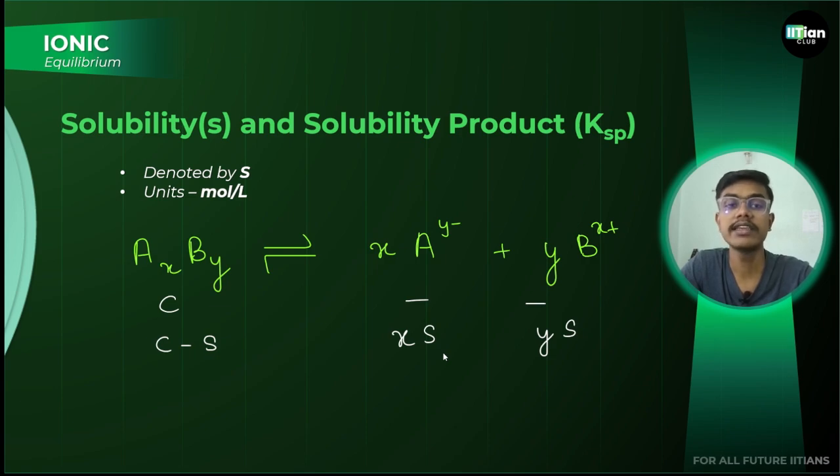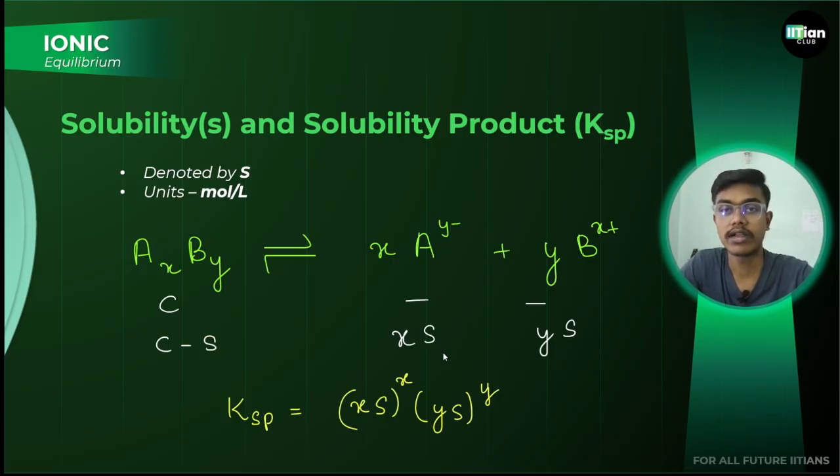So when you write the KSP, the solubility product is written in terms of concentration of the products raised to their stoichiometric coefficients. Here xS raised to x and yS raised to y. x and y are stoichiometric coefficients over here. Based on this, there are multiple questions being tested in JEE Mains. Make sure you note this.